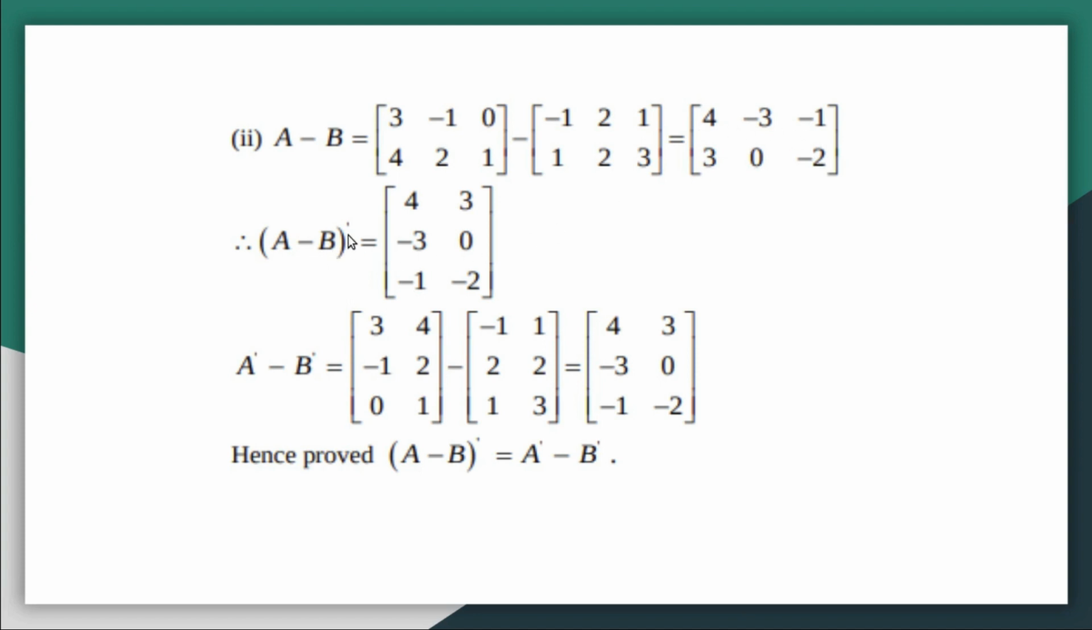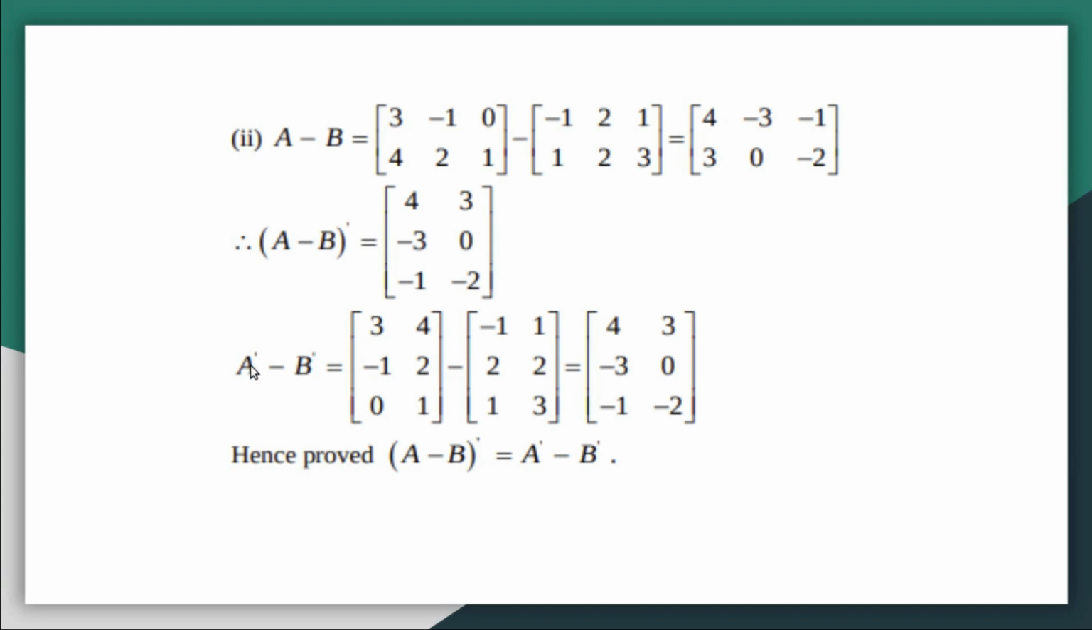Find (A minus B) transpose. Write first row as first column. So first column of (A minus B) transpose is 4, minus 3, minus 1. Second row becomes second column. So second column is 3, 0, minus 2. So this is (A minus B) whole transpose.